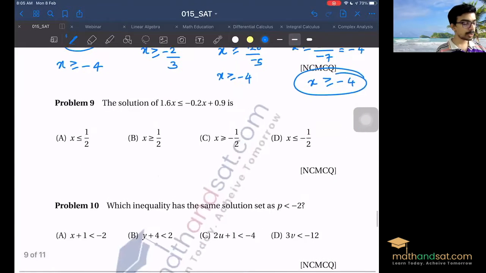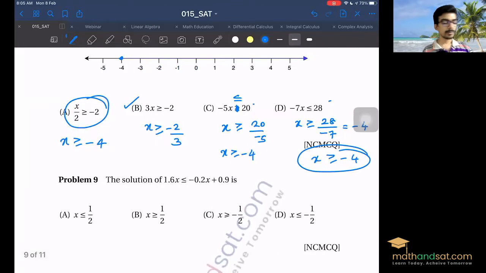So let's go to the next question. The solution of 1.6x less than or equal to minus 0.2x plus 0.9. In this case, you have variables on both sides. So you have to combine the like terms. You have to bring all the x terms to one side and then combine the like terms.